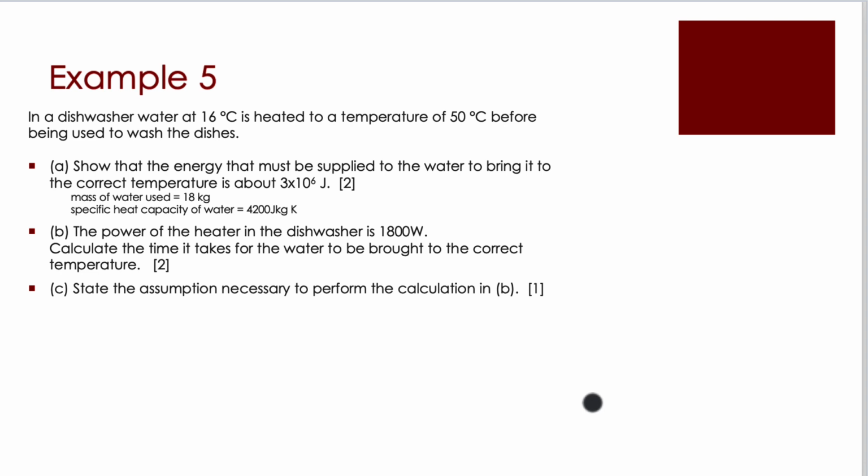We have a dishwasher with water starting at 16 degrees Celsius, and it's going to go up to 50 degrees before we're going to wash the dishes. Show that the energy that must be supplied to the water to bring it to the correct temperature is 3 times 10 to the power 6 joules. I've got a few more pieces of information here. My mass of water is 18 kilograms.